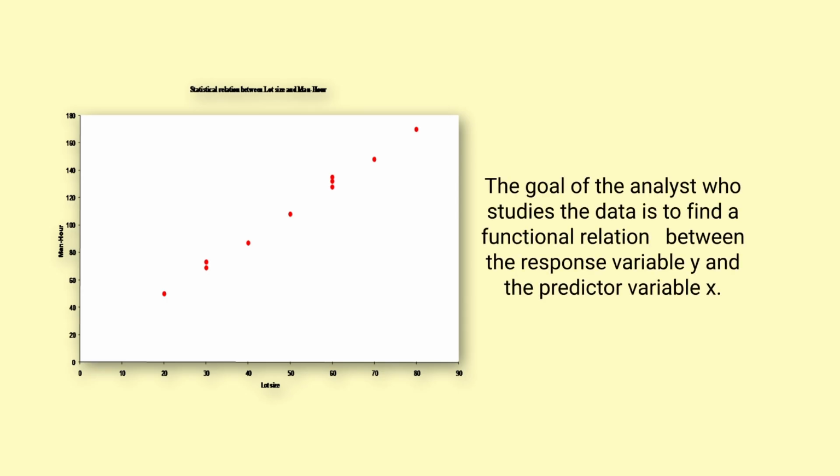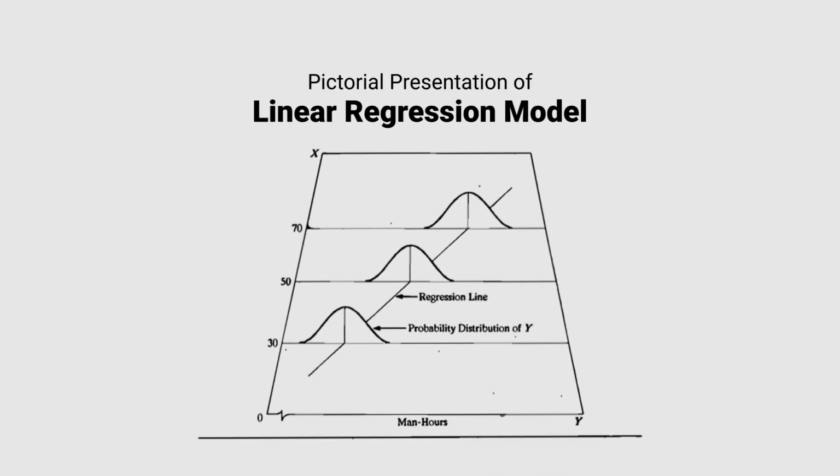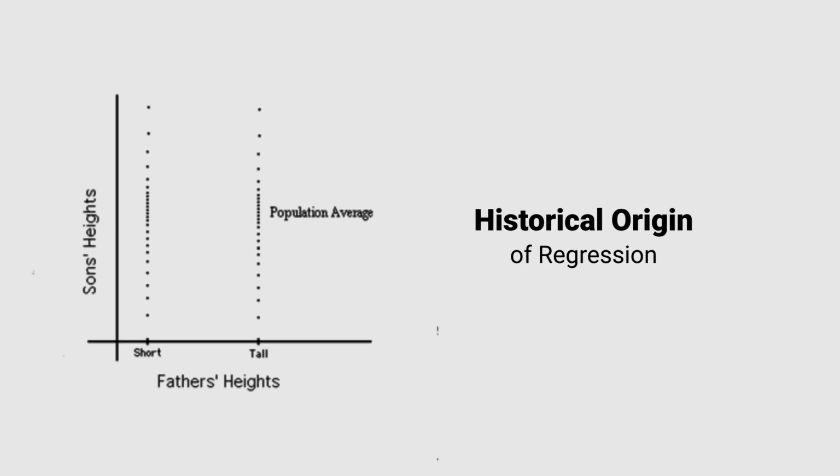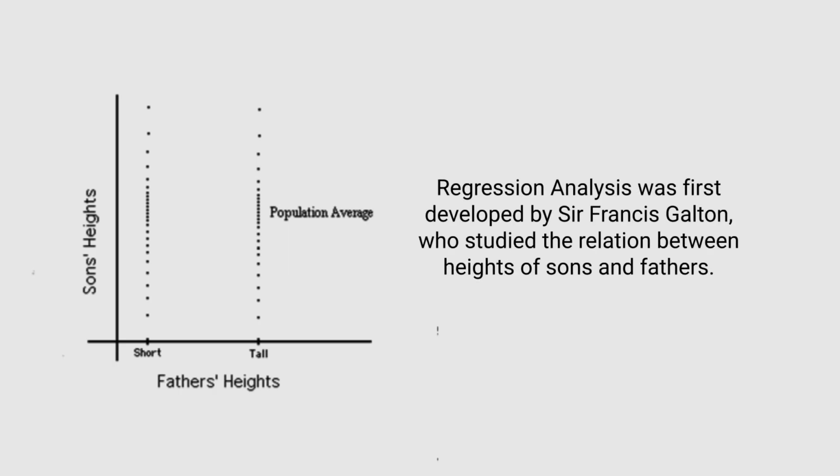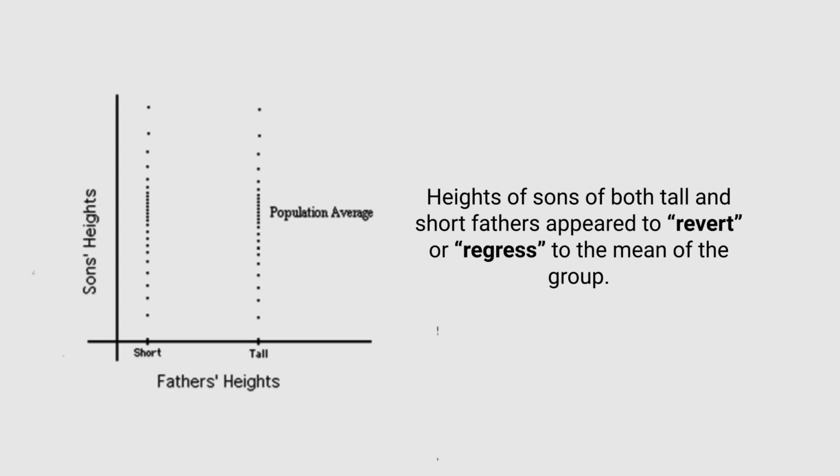The goal of the analyst who studies the data is to find the functional relation y = f(x) between the response variable y and the predictor variable x. So this is a pictorial presentation of the linear regression model: this is a regression line, and this is the probability distribution of y. The historical origin of regression analysis goes to Sir Francis Galton, who studied the relation between heights of sons and fathers, and found that the heights of sons of both tall and short fathers appear to revert or regress to the mean of the group.